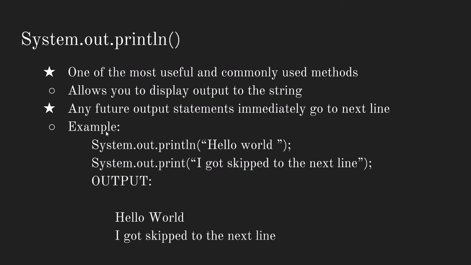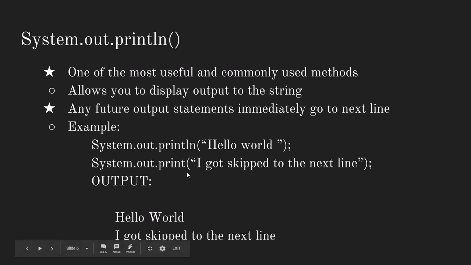What I mean by this is, for example, if I had system.out.println and I put the string hello world inside the parentheses, and then I put system.out.print, which is what we're going to go over next, it skips to the next line. The output would be hello world right here. This should be lowercase, sorry, that was my fault. As you can see here, everything else got skipped to the next line. So whenever you have system.out.println, any statements beneath it will get skipped to the next line.